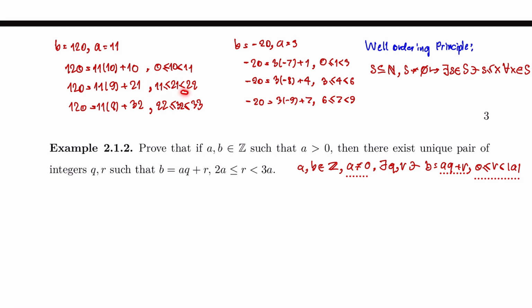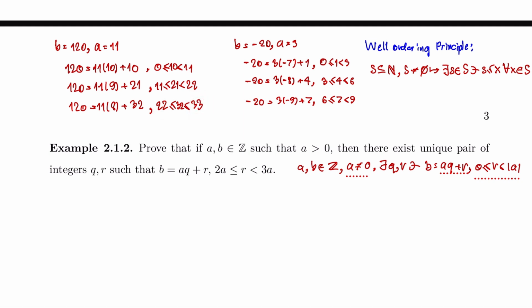and less than or equal to 2 times the divisor. And if 120 equals the divisor 11 times 8, you need to add 32. But 32 satisfies this inequality, which is greater than or equal to 2 times the divisor and less than 3 times the divisor.